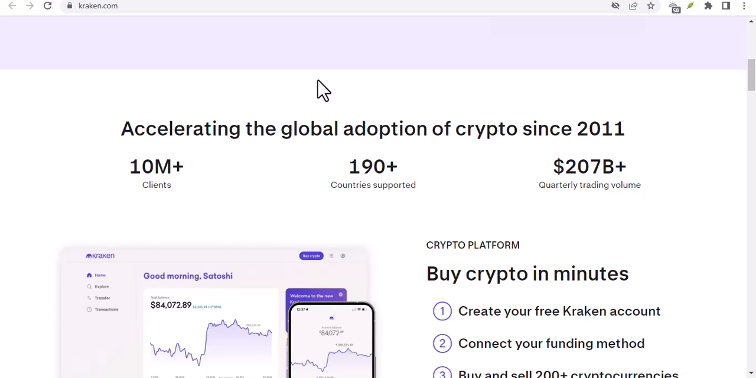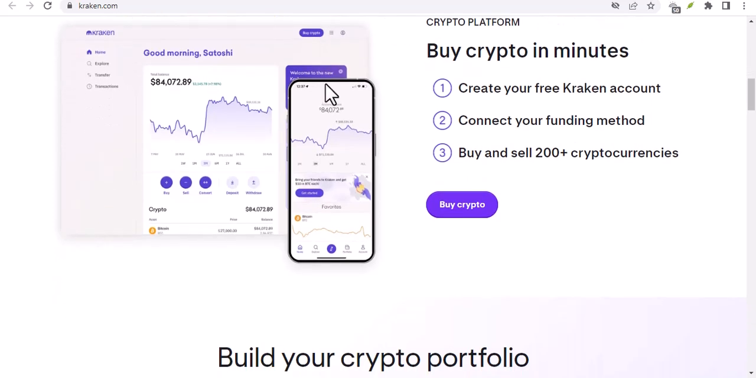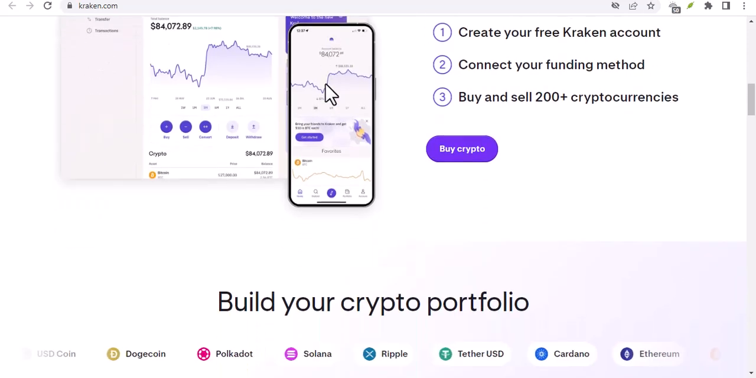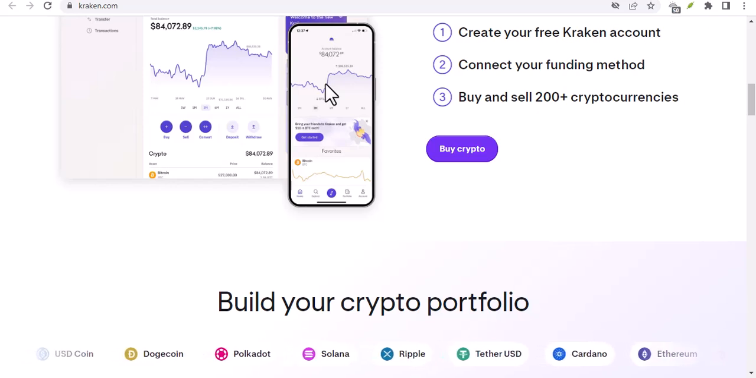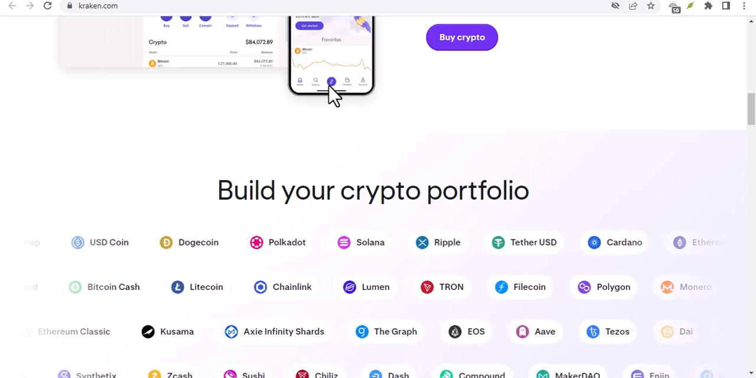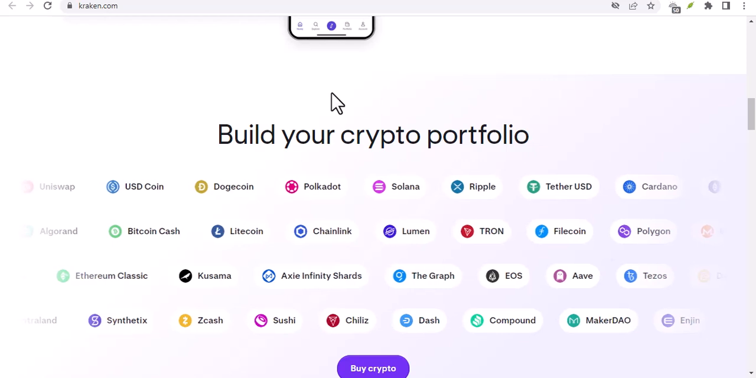How to create a Kraken account? To create a Kraken account, you will need to provide your name, email address, and password. You will also need to verify your identity by providing a copy of your government-issued ID. How to fund your Kraken account? Once you have created a Kraken account, you can fund it by using a bank transfer, credit card, or debit card.